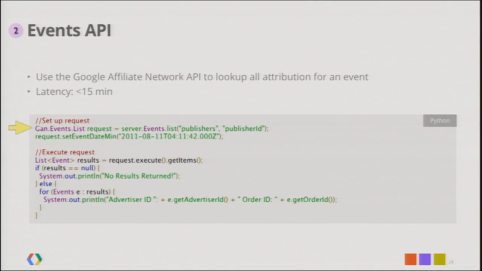And just as before, what you do is a very similar call. Just go ahead and call events.list, and then pass in publishers, just like you did before, as well as your publisher ID. When you execute this query, what you'll get back is a list of results. From that list of results, you can go ahead and iterate over them and show all of the results in whatever manner that you want, whether that be an internal tool or keeping your database in sync.